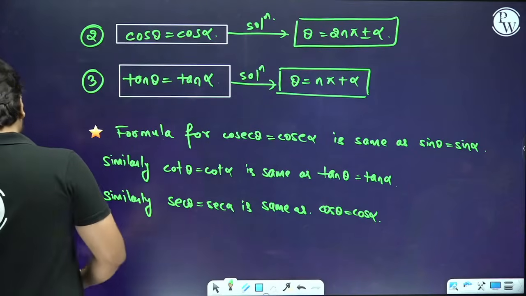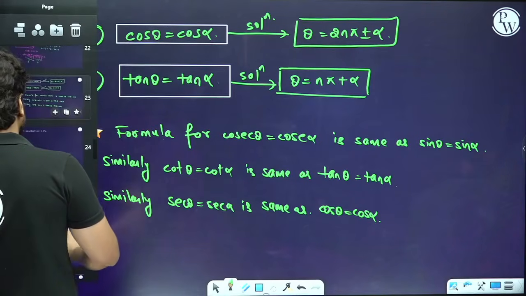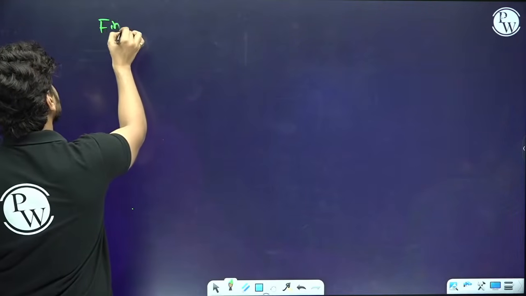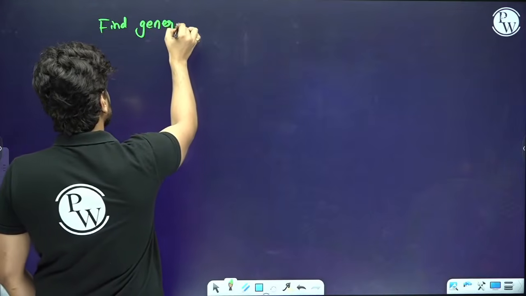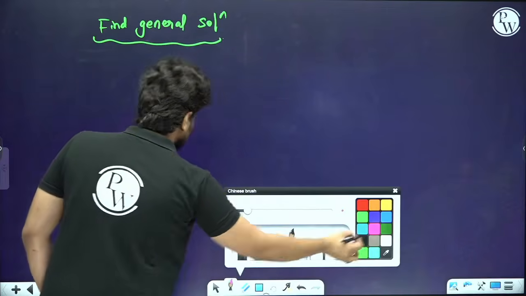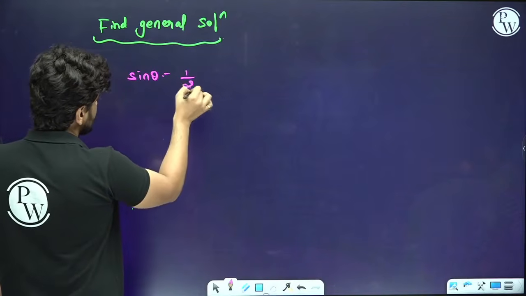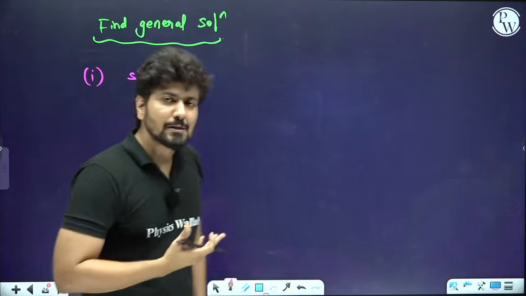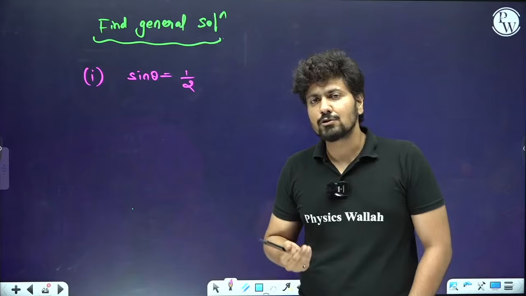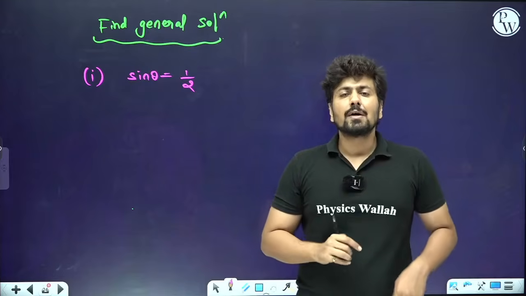Now let me show you how to apply these formulas in the question. Find general solution. We are going to be doing many questions in this. So the first question, finding general solution. Sine theta is equal to 1 by 2. We know how to find the principal solution for this, right? You can easily find the principal solution, that theta will be equal to pi by 6 in the first quadrant, and we have another one in the second quadrant.